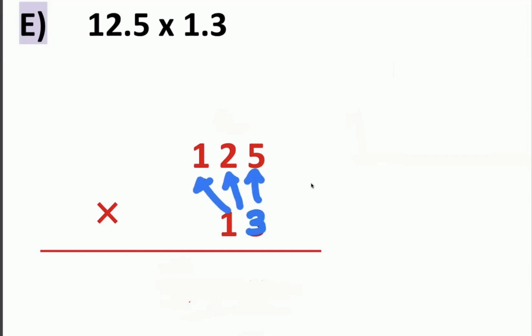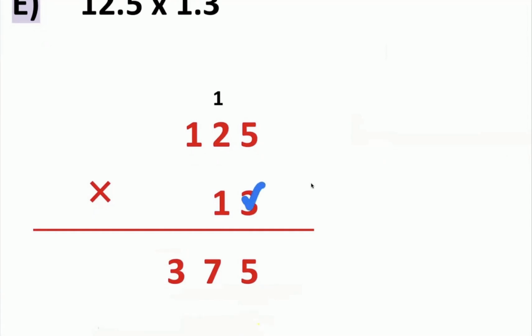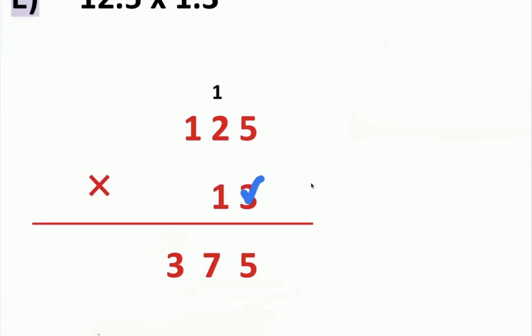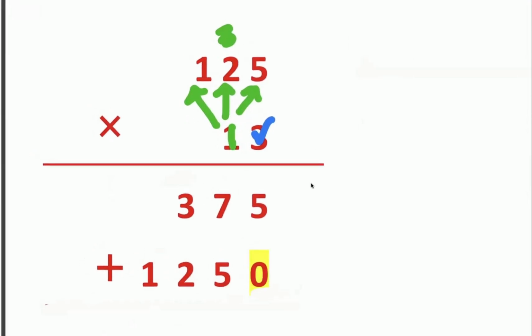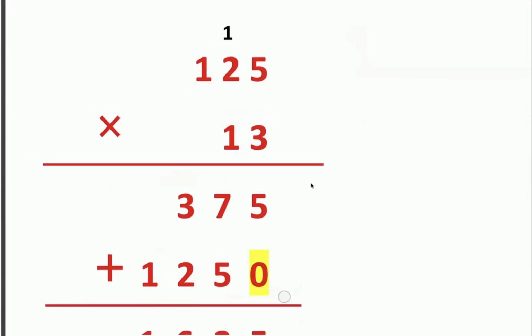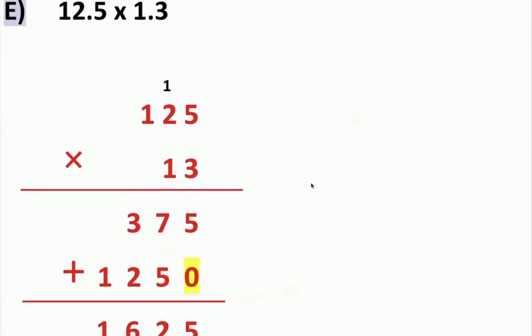So here's what you should have gotten for your first row. 3 times 5 is 15. 3 times 2 is 6, plus 1 is 7, and 3 times 1 is 3. Okay, so we solve for the 3. The next step is to focus on the 1, and you'll multiply 1 times 5, 1 times 2, and 1 times 1. And so for your next row, you should have gotten 1,250. And then our very last step is to just add the numbers together, and then reinsert our decimal.